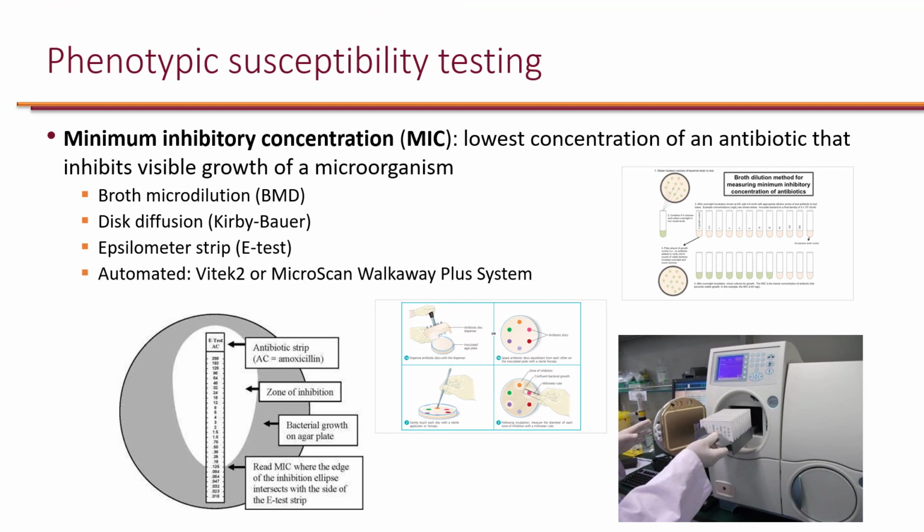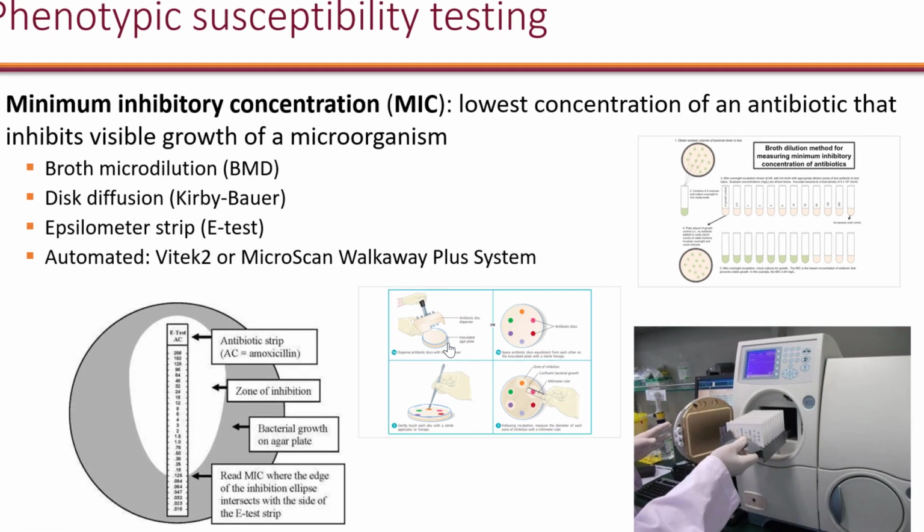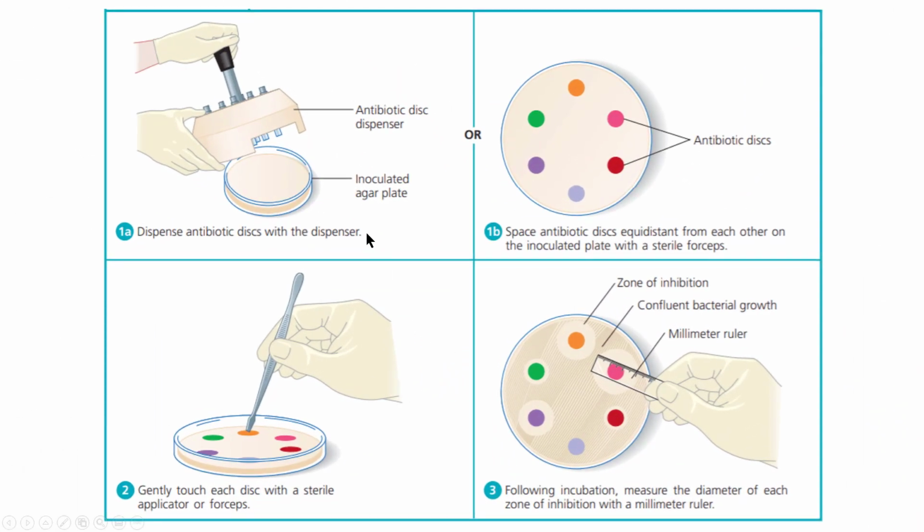Now, another method is disk diffusion, also referred to as the Kirby-Bauer method. Instead of test tubes, which you can imagine would be very labor intensive, broth microdilution takes a lot of space and requires a lot of labor, so it may not be feasible. That's why we say it's a reference method. A much more feasible method would be disk diffusion, and here's how it works.